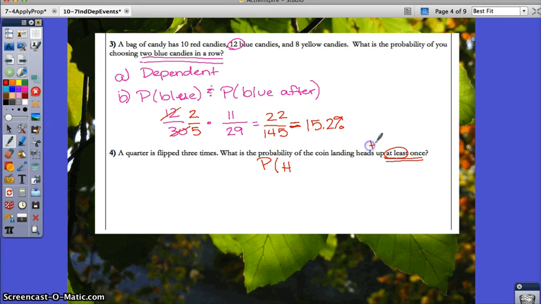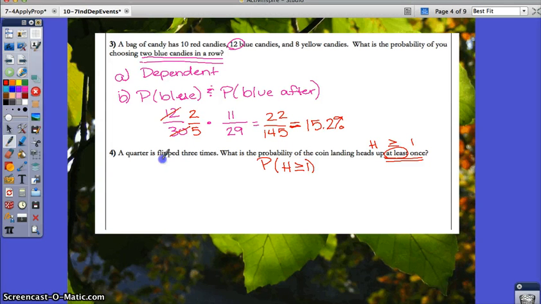So I want to know the heads. If it's at least, it's going to be more than, right? Or equal to 1 time. So I want to know, what's the probability of getting a heads more than or equal to 1 time? This is an event in which it would help to list out the possibilities or think about the complement.